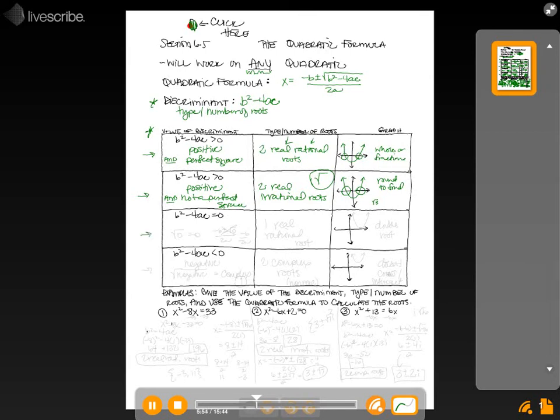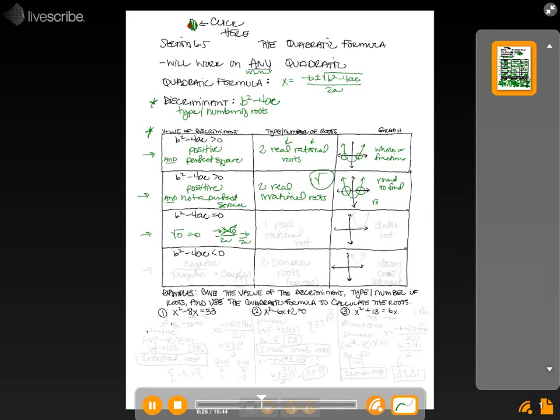Next row, b squared minus 4ac equals 0. Now what happens here is if it equals 0, in our quadratic formula, when we actually work it out, it'd be the square root of 0. And the square root of 0 is just 0. So that whole square root part cancels itself out, and the plus or minus. So we would have negative b plus or minus the square root of 0 over 2a. All of this would be gone, and we're just left with negative b over 2a.